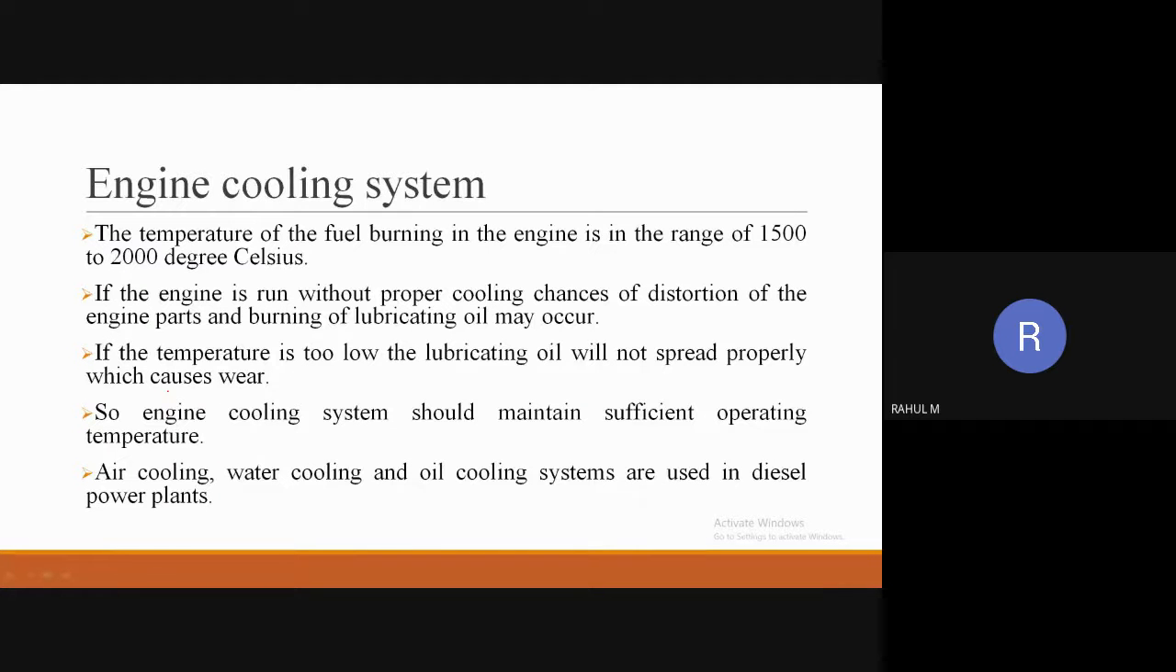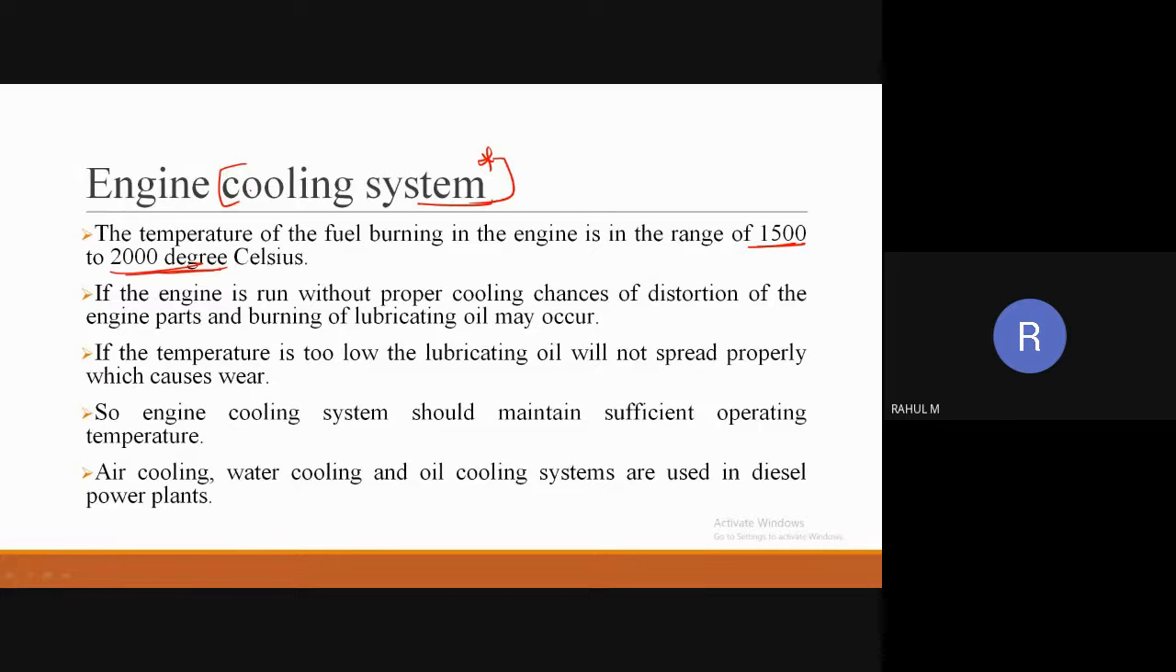Then you have an engine cooling system. So why do we need an engine cooling system? Because the temperature in the engine actually rises to 1500 to 2000 degrees Celsius during the working cycles. If the temperature remains very high, then the engine won't work properly and it will stop. So to continue working, an optimum temperature is to be maintained, and for that you require a proper cooling system. That is the function of the engine cooling system.